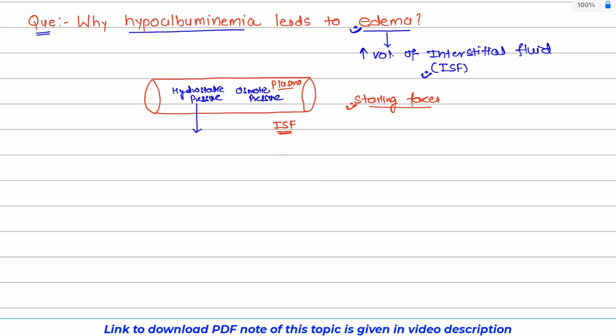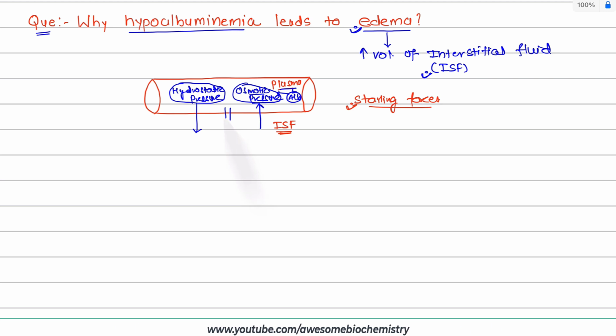In the plasma, we have albumin, which is the main plasma protein, and because of the albumin, this osmotic pressure is created. This osmotic pressure is pulling in nature. That means it pulls water from the interstitial fluid side towards the capillary side. Now normally the hydrostatic pressure is slightly higher than the osmotic pressure. So because of that pressure difference, there is a net filtration of plasma into the interstitial fluid.